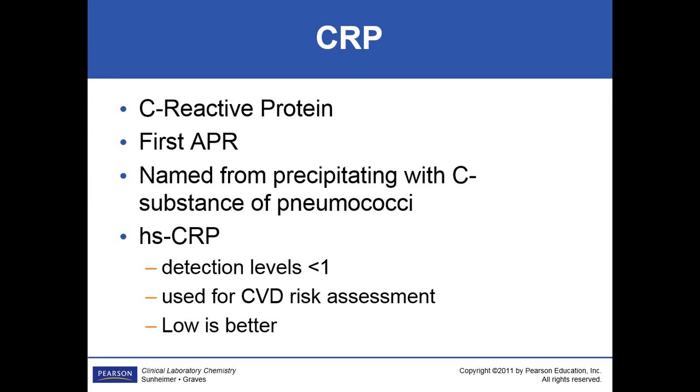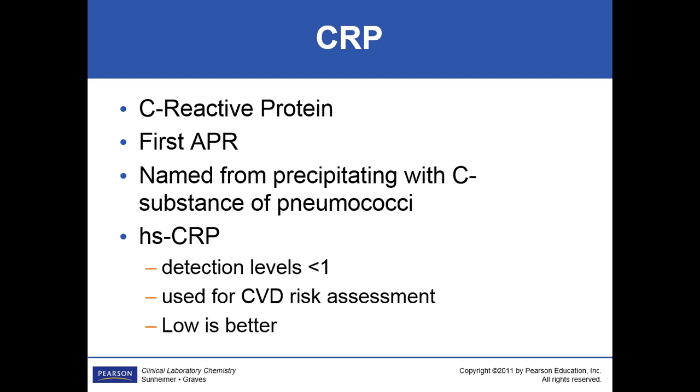C-reactive protein is one of the first acute phase reactants that goes up. It gets its name from strep pneumo. It precipitated with a C substance from strep pneumo, so it was a C reactant. That's where it got its sophisticated name, and we've just stuck with it.